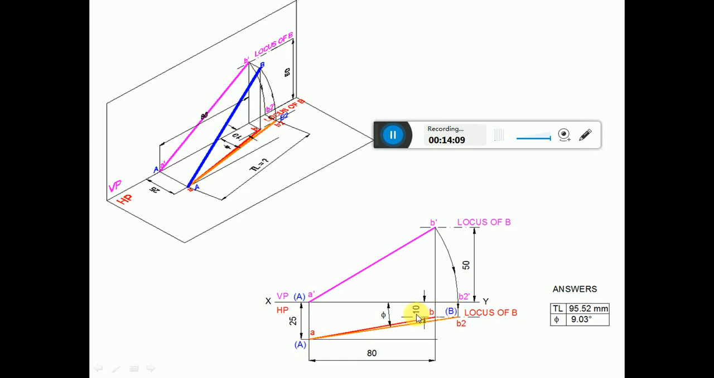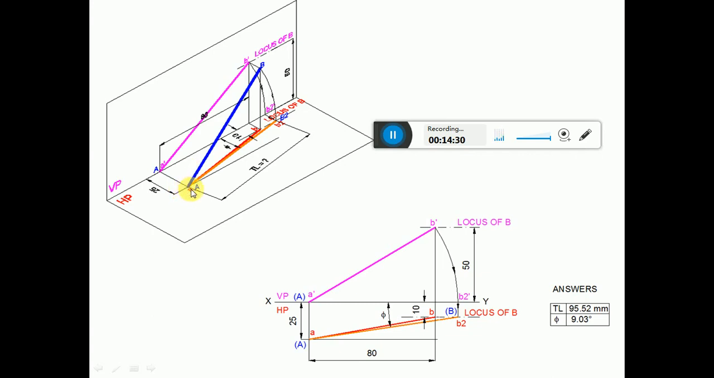So the inclination made by this with respect to the vertical plane can be seen in HP. So this is the angle phi, which is determined by using the protractor, and also by using CAD we can get this particular value. And the true length is there in the front view also, it is 95, and in the top view also it will be 95. So this is in three dimensions.